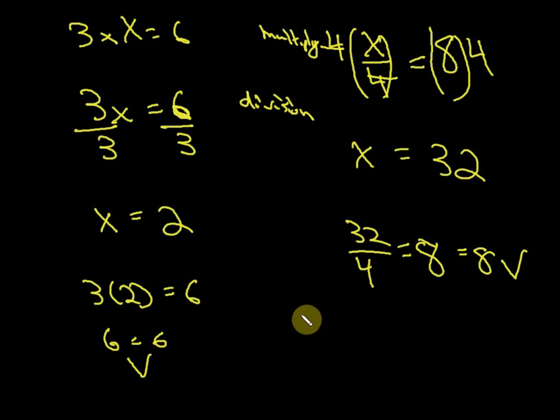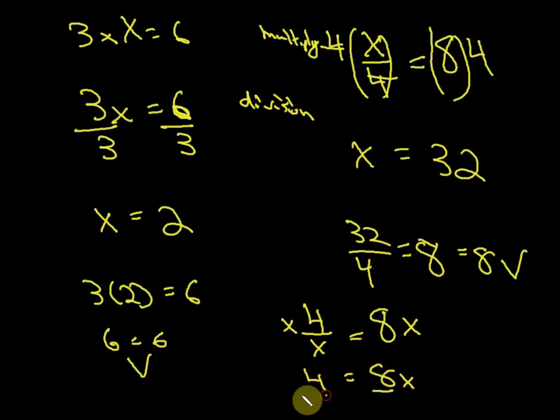I said x over 4. Well, what if I say 4 over x is equal to 8? Well, what do I do here? Well, I can multiply both sides by x, right? So now it's 4 is equal to 8x, and then it's the simplest thing, right? So now you have 1/2 is equal to x, right?